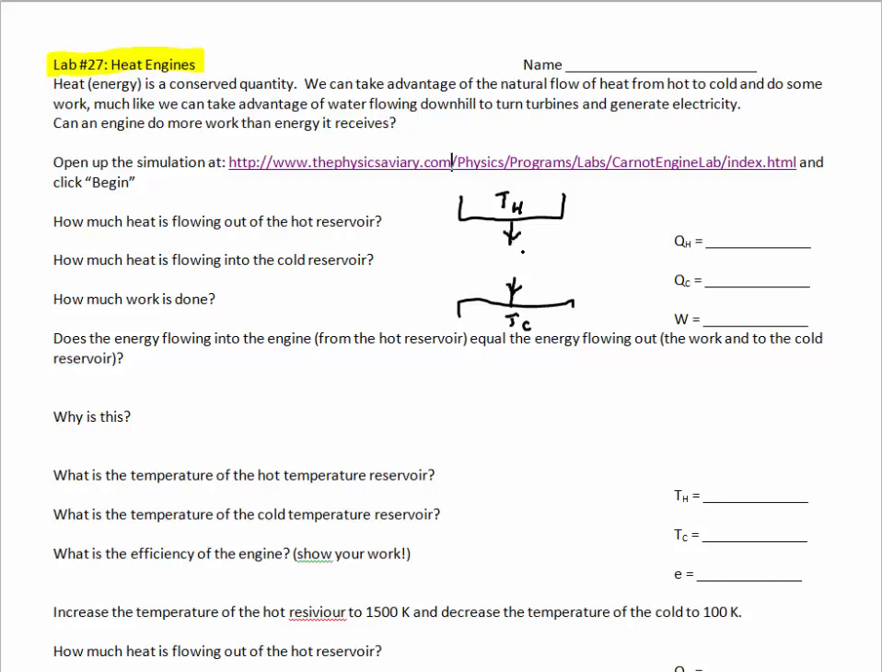Now, what we can do is we can pick off some of that by putting a heat engine in right here, and we can actually do a little bit of work. Now we do have some special names for this. This is going to be the heat that flows out of the hot reservoir, and this is going to be the heat that flows into the cold reservoir.